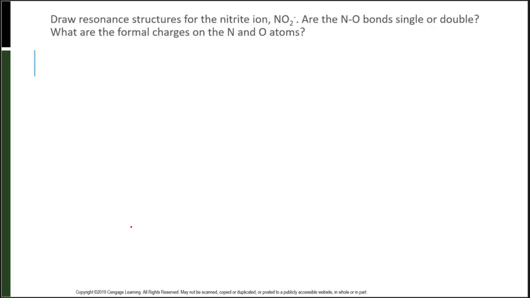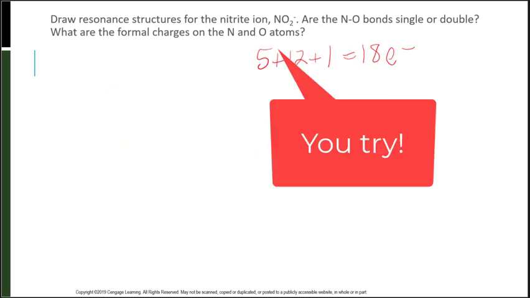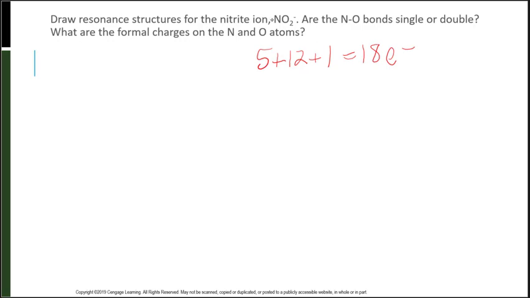Let's draw resonance structures for the nitrite ion, NO2 minus. First, I'm going to do my electron count. 5 valence electrons for nitrogen. 6 times 2 is 12 for oxygen. It's a -1 charge, so add another electron. That should be 18 electrons.